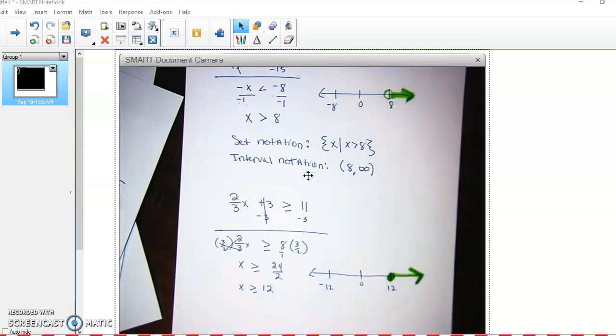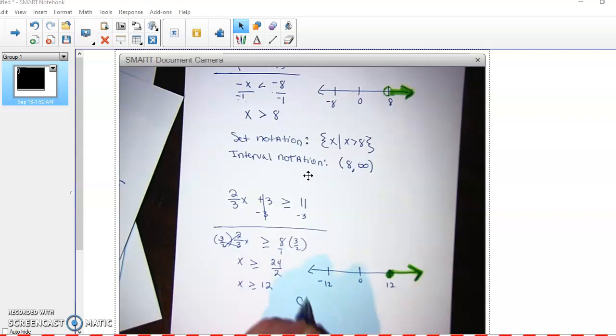Okay, so now we're saying all the x values are greater than or equal to 12. There's a couple ways you can check this, but when you check it, you're always going to put it in the original equation. Okay? So I'm going to check it.